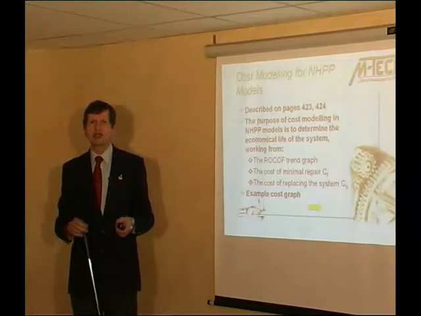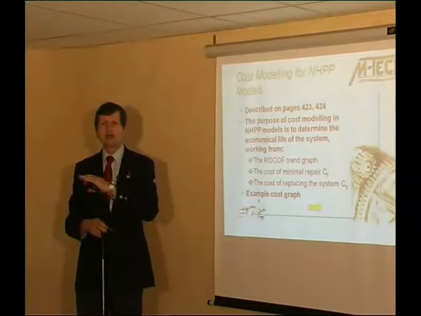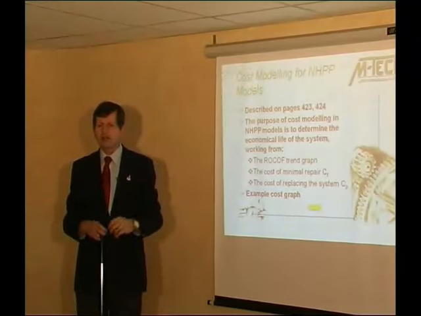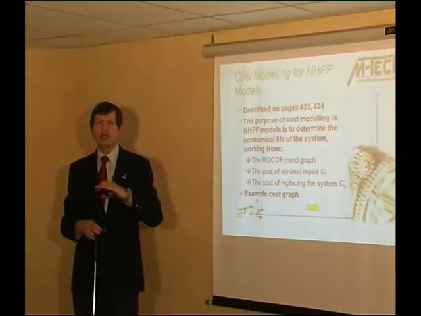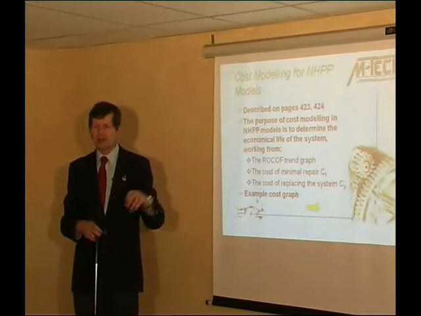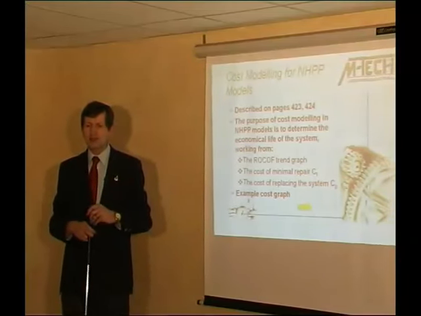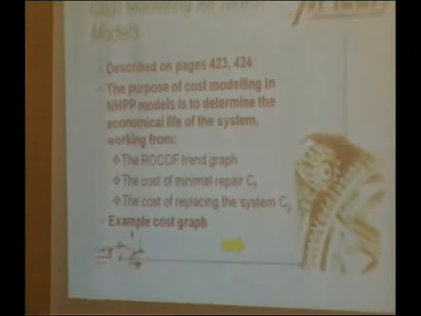In this case, the cost of minimal repair CF equals the total cost of repair of the system over its life divided by the number of occasions of minimal repair. So it represents the average cost of minimal repair of the system. The cost of replacing the system, CP, which is the capital cost incurred in replacing the system.